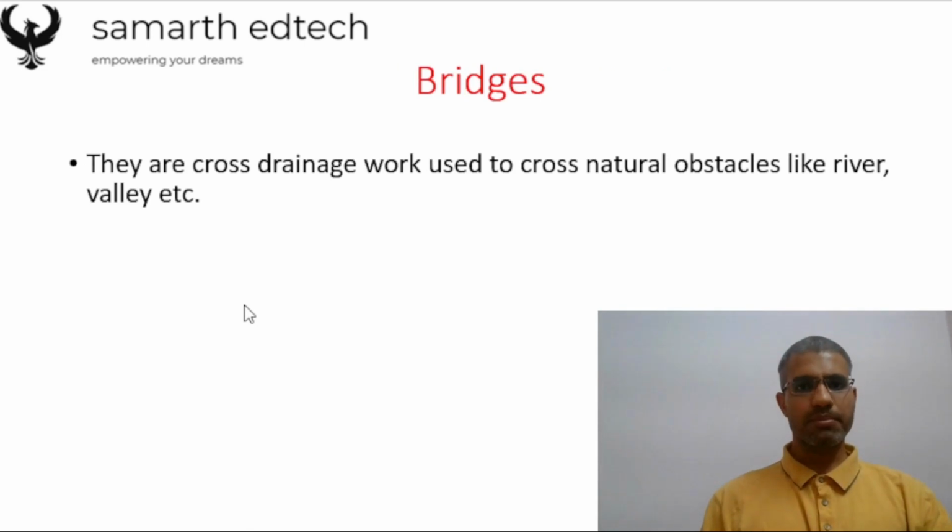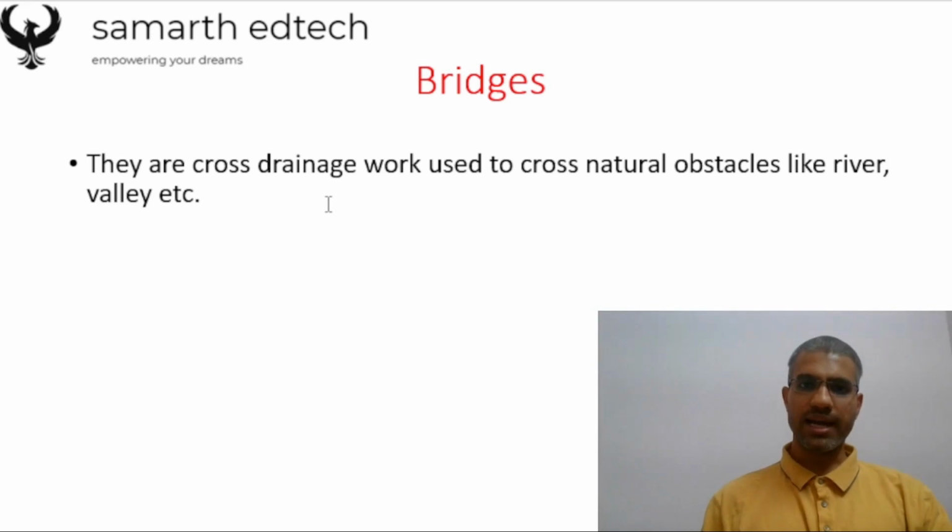The next is your bridges. What is the definition of a bridge? What are the different types of bridge? Let's go through them. The first one is the definition. So what is a bridge? They are cross drainage work used to cross the natural obstacles like your valley or your river.